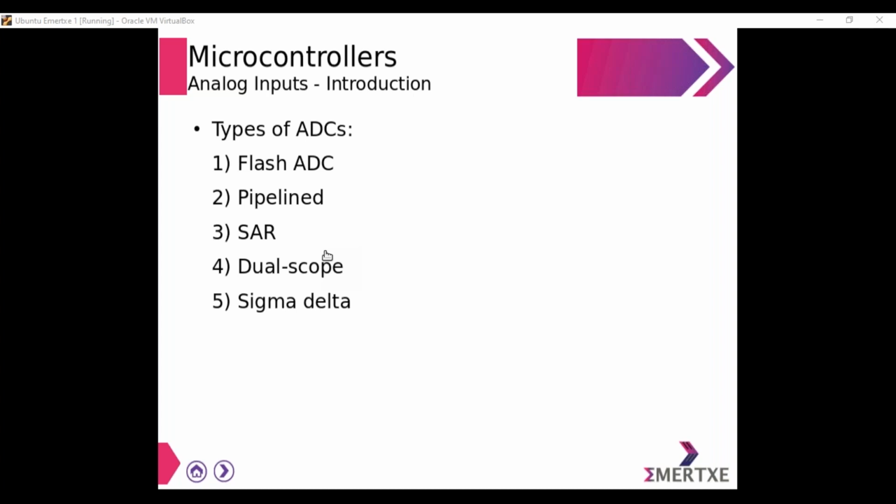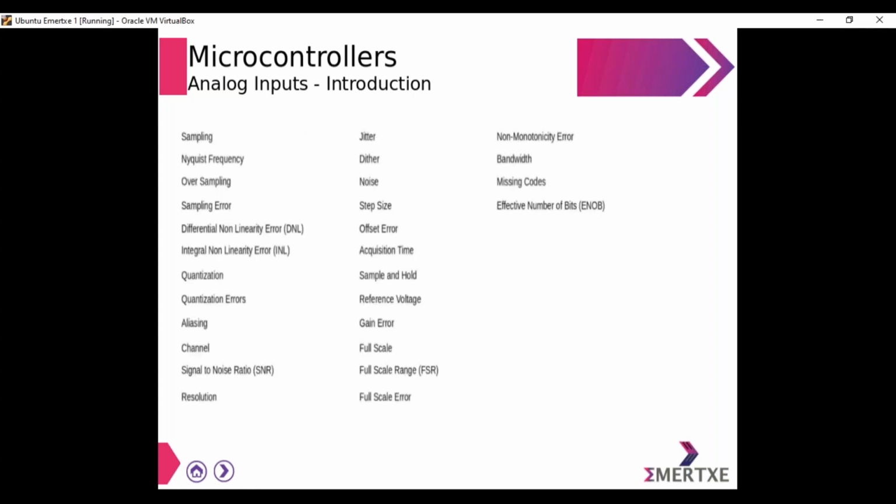Now, coming to the next important thing, when we are discussing things with respect to the ADC, we may come across certain terminologies. The very commonly heard terminologies are listed here. You come across sampling, Nyquist frequency, oversampling, sampling error, quantization, aliasing, ESNR, resolution. There are so many terminologies associated with the operation of the ADC.